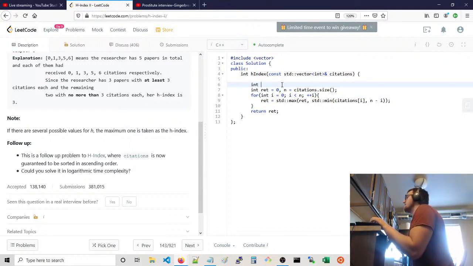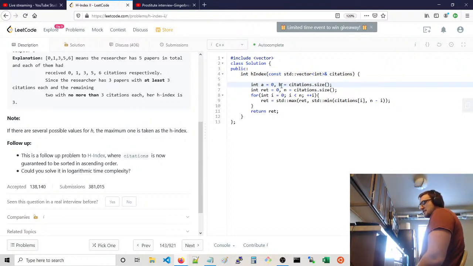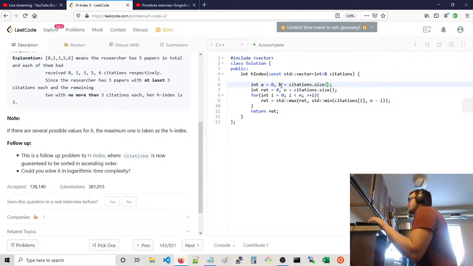Int a equals 0, b equals citations dot size. Right, and just thinking, yeah. So it goes, citations. I'm just thinking it could be 0. Really, it's size minus 1, the index minus 1, right?